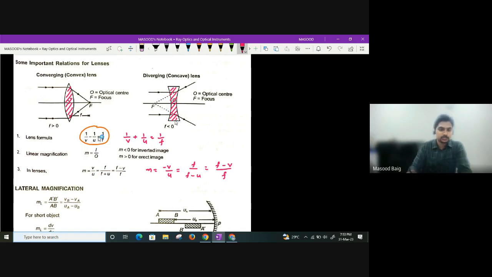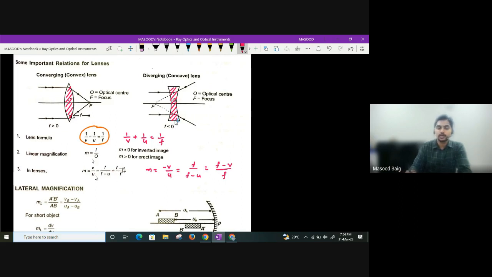1 by v minus 1 by u is 1 by f, the lens formula. 1 by v plus 1 by u is 1 by f, which formula, guys? The mirror formula. Magnification: there also, height of image by height of object, and here also height of image by height of object. Whereas magnification in terms of lenses will be given as v by u. For mirror it is minus v by u.